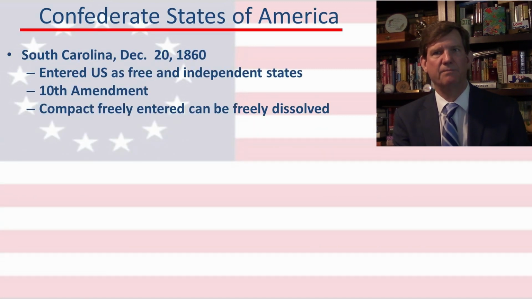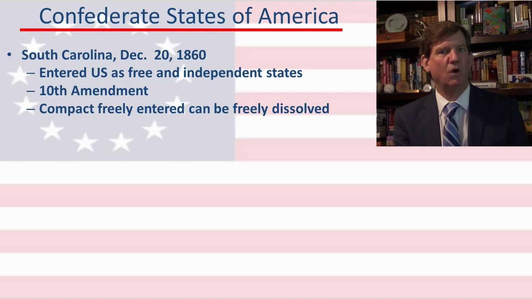South Carolina, on December 20th, 1860, said that it had entered the United States as a free and independent state, therefore it could leave as a free and independent state. That neither the Constitution under the 10th Amendment gave the exit of states to the federal government, nor prohibited the exit of states to the states. Therefore, each state could decide whether to leave the Union. As a compact among states, South Carolina freely entered the Union, and then South Carolina could freely dissolve the Union.